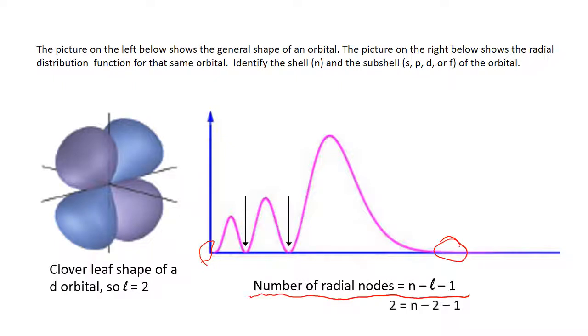So let's do that. We're going to plug in the number of radial nodes, 2. We're going to plug in our value L, which is 2. So if I solve that equation for n, I find that n equals 5. So for n equals 5, this is a d orbital. I know that my final answer is that these 2 drawings together represent a 5d orbital.